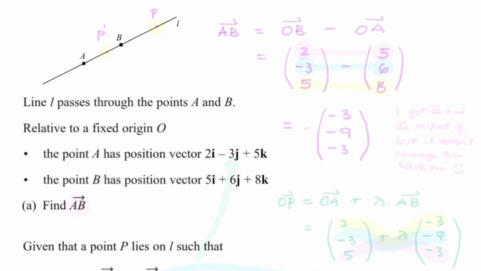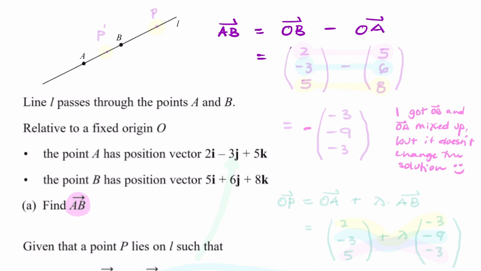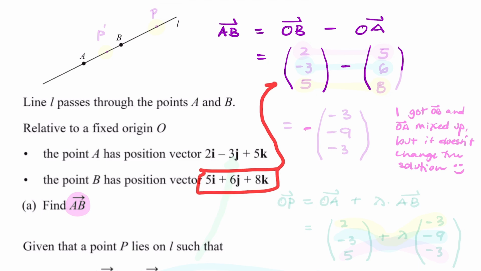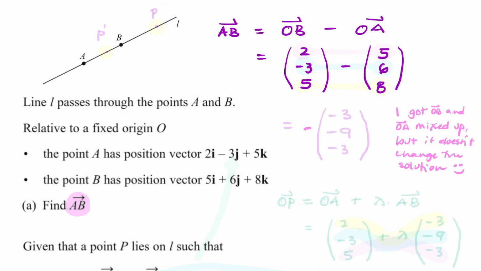So here we're given the position vector of 2 points, A and B, on a line L, and we're asked to find the vector AB. So to find AB, we would say the vector AB is the difference of the position vector of B minus the position vector of A. And we can write the position vector of A and B in matrix notation. That's 2, -3, 5, and 5, 6, 8.